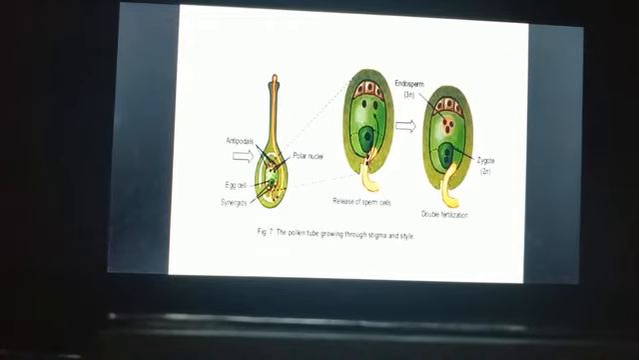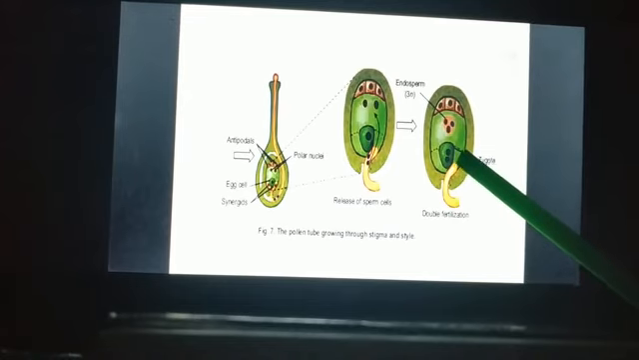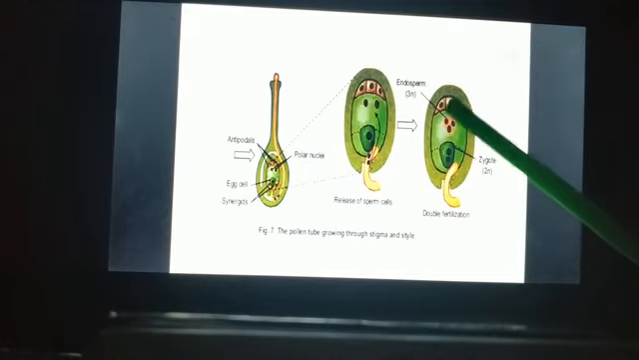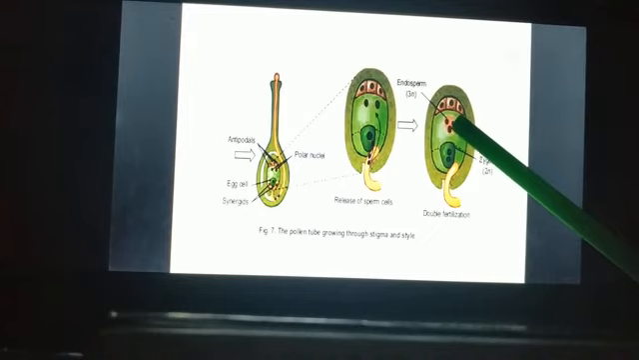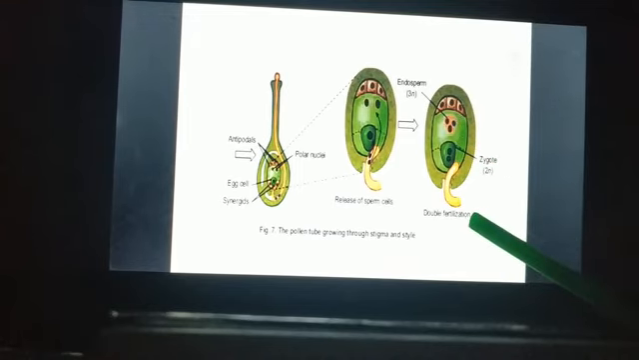And fertilization is taking place two times. One here with the egg cell, one sperm cell fuses with the egg cell, right? And another fertilization is taking place here. Another sperm cell fuses with the polar nuclei. So fertilization is taking place two times. That is why we call it double fertilization.